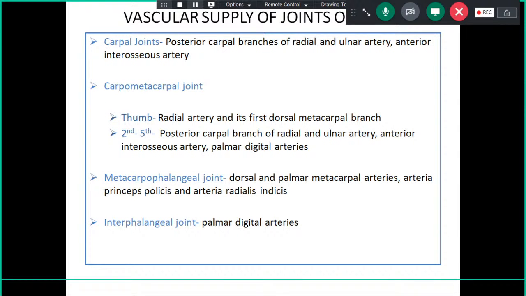Regarding the vascular supply of the joints, the carpal joints are supplied by the posterior carpal branches of the radial and the ulnar artery, and the anterior interosseous artery. The carpometacarpal joint of the thumb is supplied by the radial artery as the first dorsal metacarpal branch, and the second to fifth carpometacarpal joints by the radial and ulnar arteries, the posterior carpal branches, the anterior interosseous artery and the palmar distal arteries. The metacarpophalangeal joints are supplied by the palmar metacarpal arteries, and also the arteria princeps pollicis and radialis indicis that you have read about. The interphalangeal joints are supplied by the digital arteries.